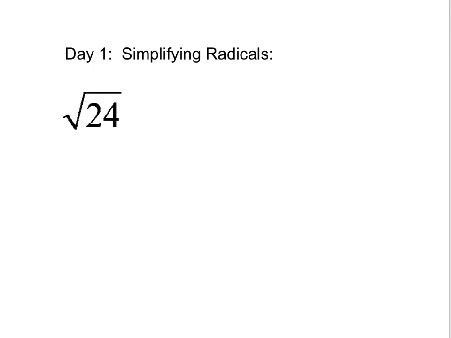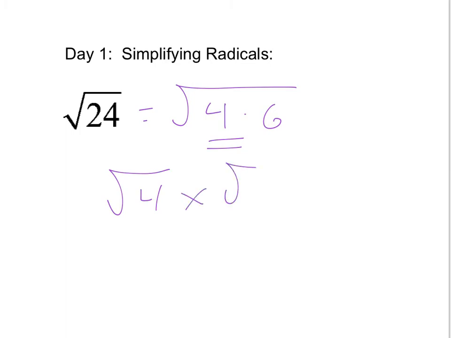Okay, so as we look at this radical right here, root 24, we are going to simplify this. First of all, we have to ask ourselves, are there any perfect square numbers that make up 24? Well, yes. 24 is equal to 4 times 6. We notice that 4 is a perfect square.